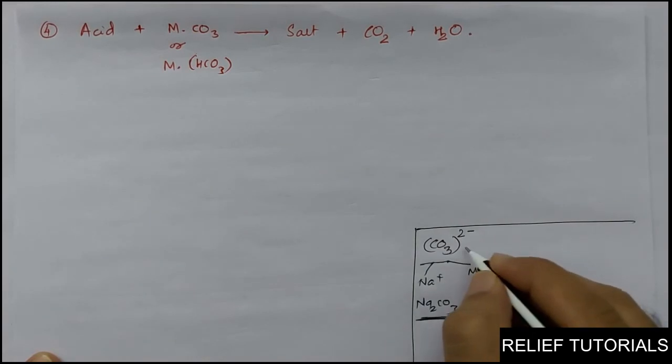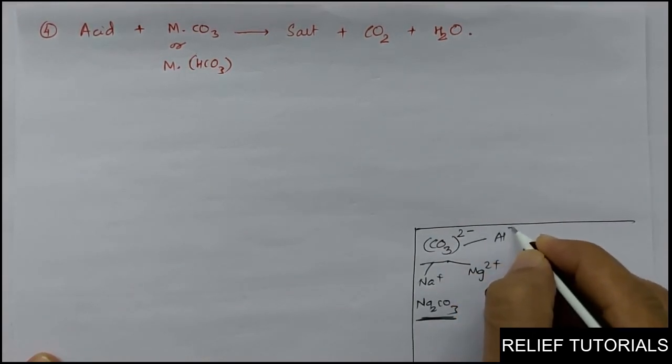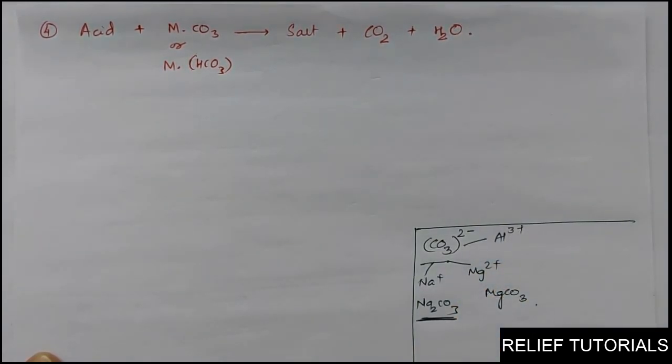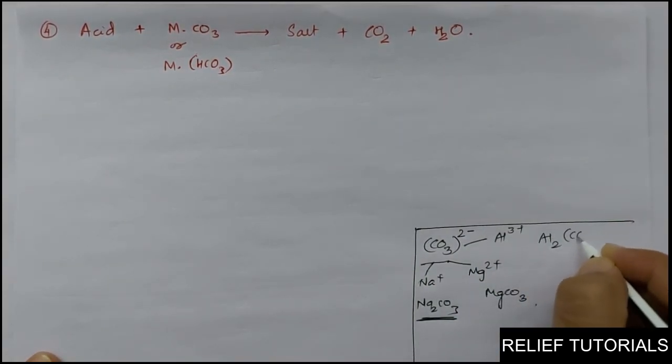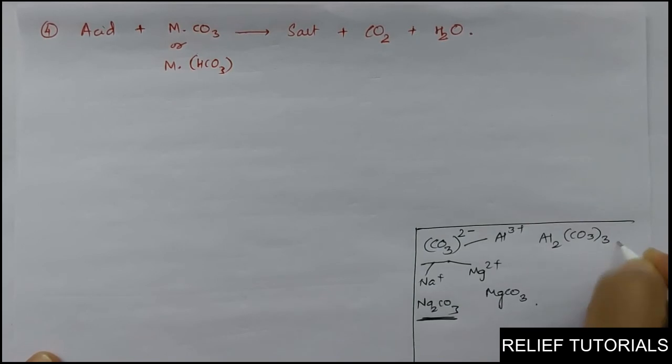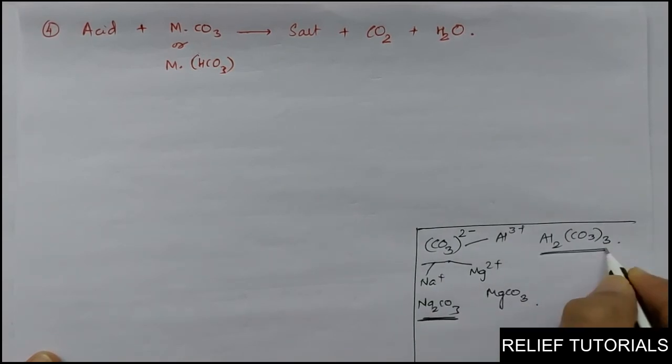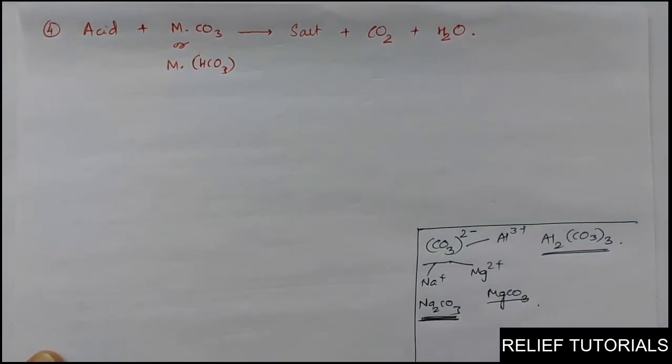If you think about one of the metals called aluminium, which is 3 plus, look at this, aluminium 3 plus, CO3 is 2 minus, 3 will be given to CO3 and 2 will be given to Al. So the carbonate formed is Al2(CO3)3. Look at this, aluminium carbonate, magnesium carbonate, sodium carbonate. These are the metallic carbonates.